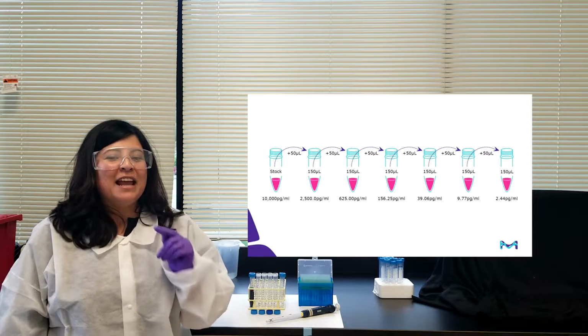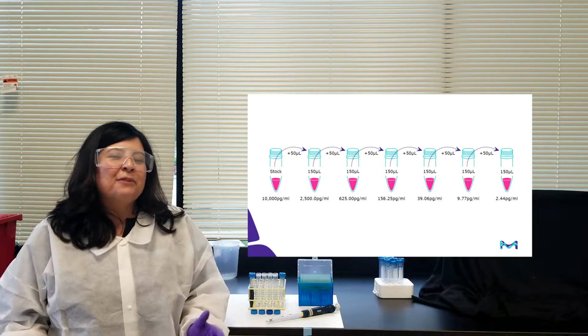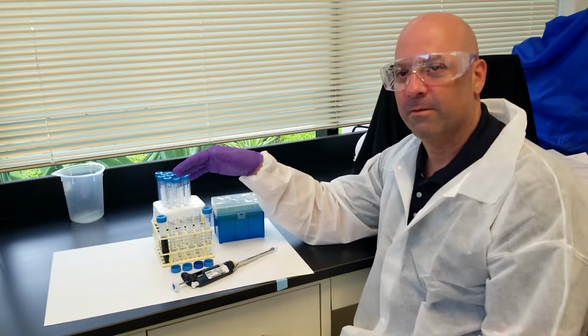What are serial dilutions? Serial dilutions are an accurate method of generating standard curve samples with a wide range of concentrations. So we're going to go ahead and set up the standard curve for you.